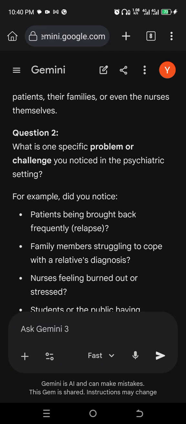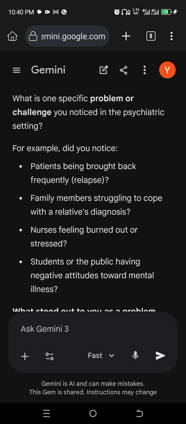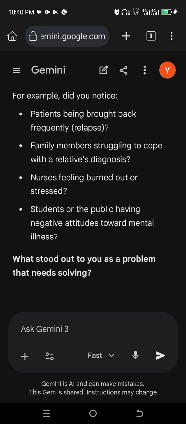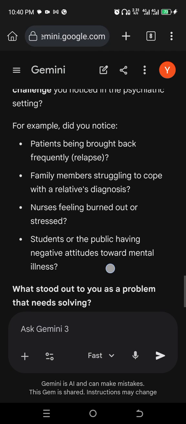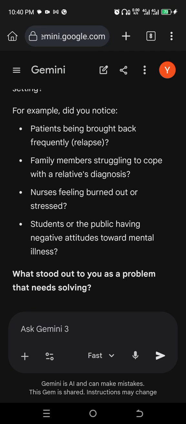For example, do you notice patients being brought back, family members struggling to cope, nurses feeling burned out or stressed, or students having a negative attitude towards mental illness? Okay, so you can choose anyone that resonated with you. Now here I will look for something that is going to be easier for me. I will pick students, because students will be much easier for me to research on. I'll say students having a negative attitude toward mental illness.